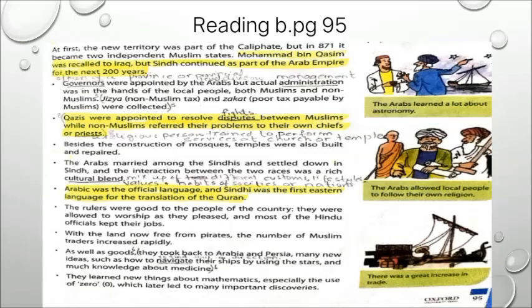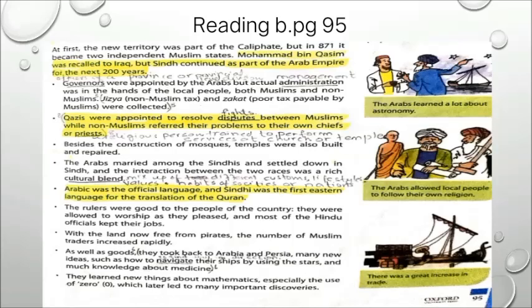The Arabs allowed local people to follow their own religion. Now in this picture you can see there are 3 men and all of them are wearing different costumes, and their costumes represent the religion or the culture from which they belong.